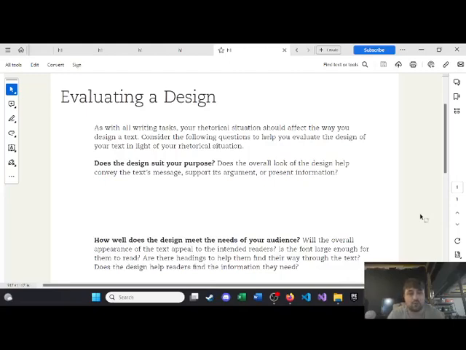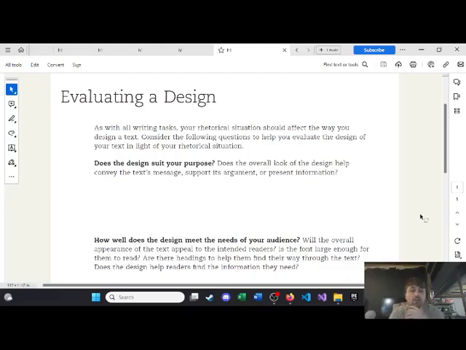So the first question, does the design suit your purpose? So you had a purpose in doing this project, and when you did the design, you wanted it to achieve your purpose. So asking yourself that question, does your design achieve your purpose? That's a good initial question, right?